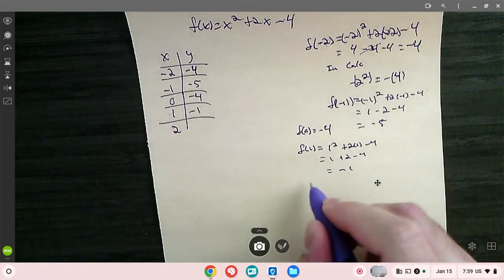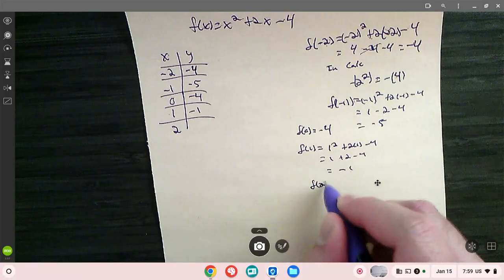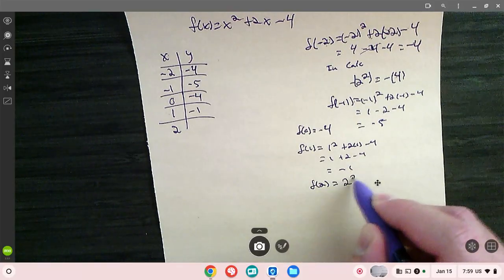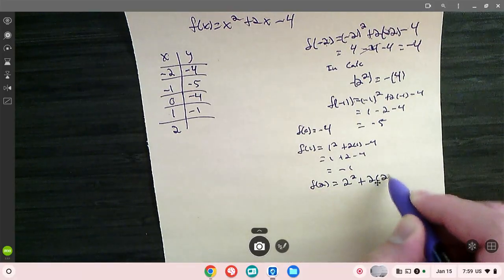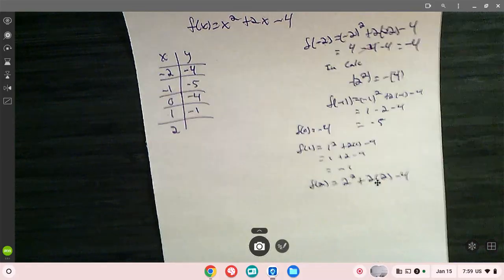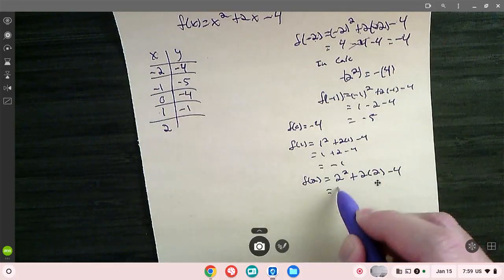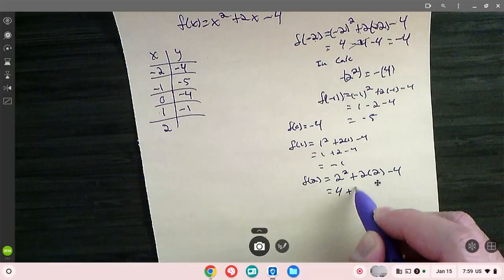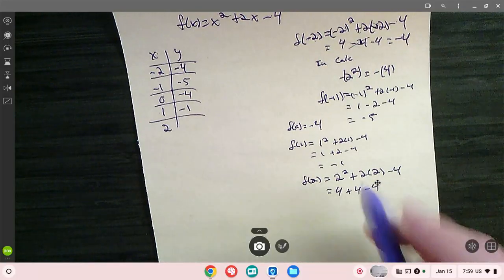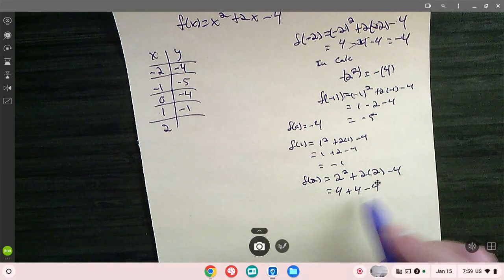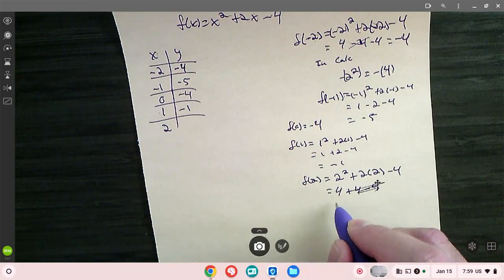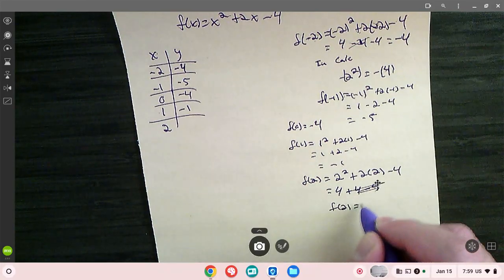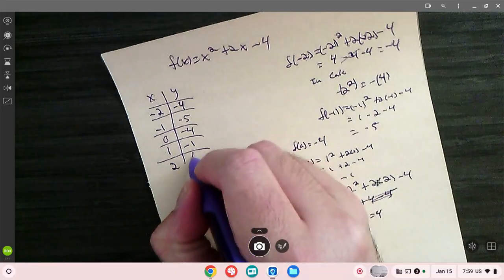Okay, and now let's do f of 2. So f of 2 is equal to 2 squared plus 2 times 2 minus 4. 2 squared is equal to 4. 2 times 2 is equal to 4. 4 plus 4 minus 4 is just 4. So our f of 2 is equal to positive 4.